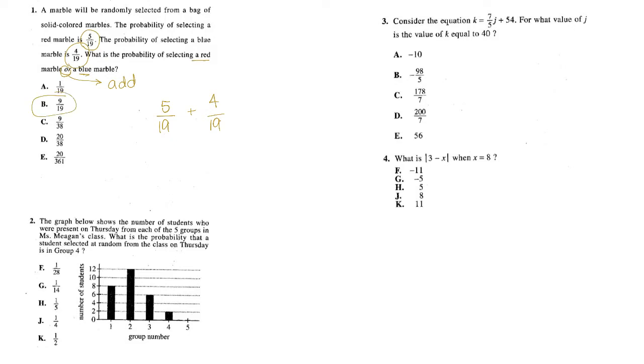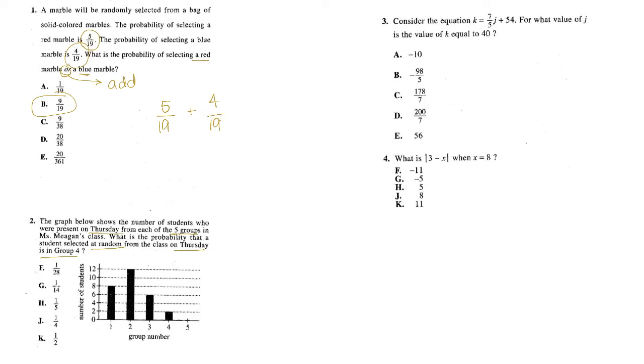Okay, moving on to number 2. We have a graph, and it shows students who were present on Thursday from each of the 5 groups in Miss Megan's class. What is the probability that a student selected at random from the class on Thursday is in group 4? So let's see, the group that is on Thursday. So let's see, from Thursday.